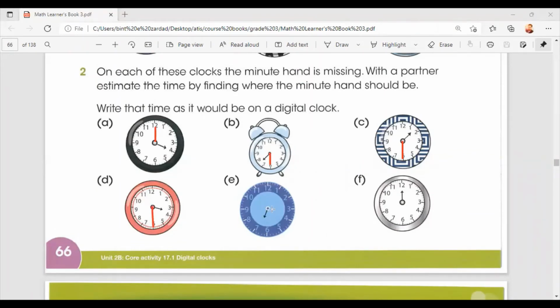This is not 3 o'clock, it's 3:30. This is near to 7. It is 7:45, no, 6:45, not on 7. 6:45. How 45? The bigger hand is on 9. 9 multiply by 5 is 45. And this is 12. Yes, 12 o'clock, I think. The big hand and small hand are on the same place, you can see. It's 12 o'clock.